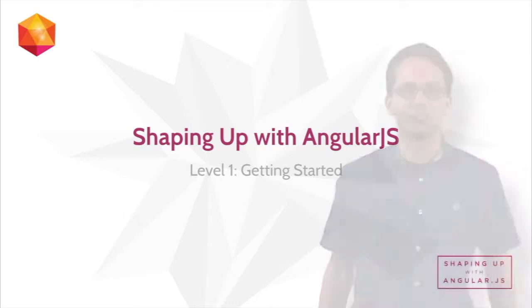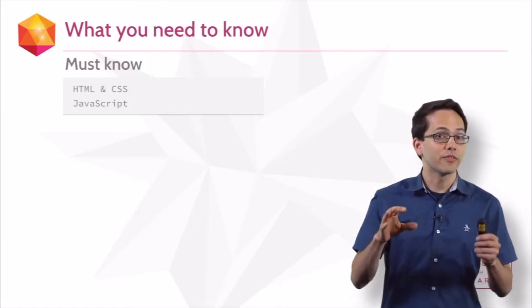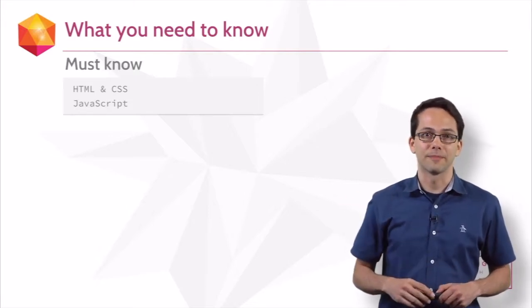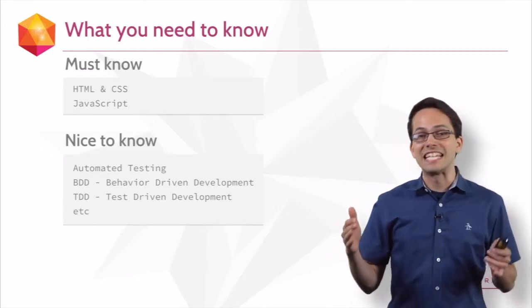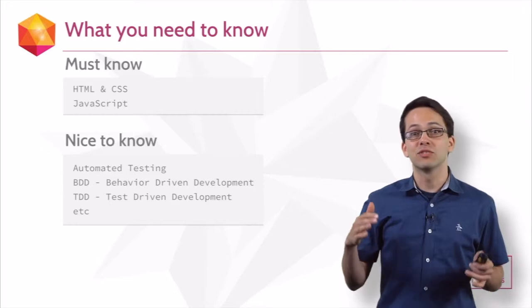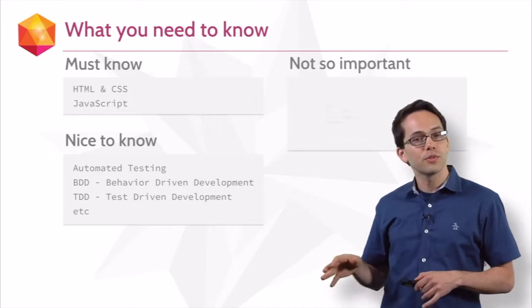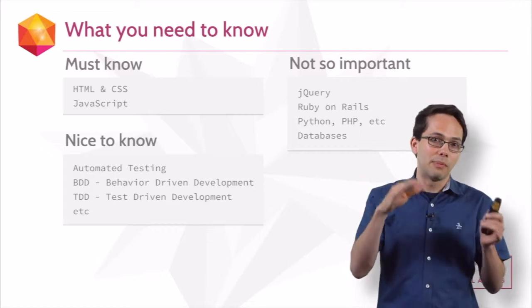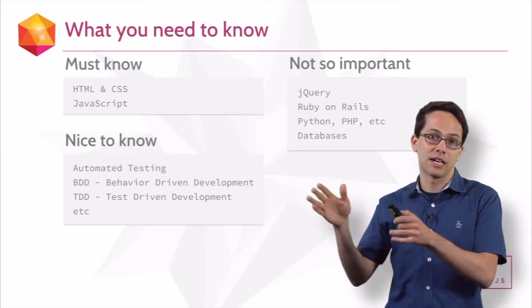of any Angular application. In order to learn Angular, it's important that you're very familiar with HTML and CSS, as well as JavaScript. If you're not familiar with JavaScript, CodeSchool's got a great course, JavaScript Road Trip, which you should go check out. It's also nice if you know some testing tools. Behavior-driven development, test-driven development, because Angular is really easy to test, and you should be doing that in a professional application. Not so important, you don't need to know jQuery, Ruby on Rails, Python, PHP, or any of those back-end frameworks. Angular is just a front-end framework, so all you need to know is JavaScript.